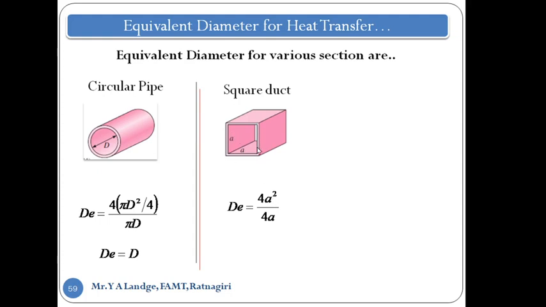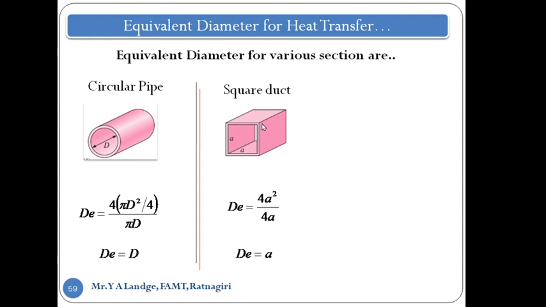What is the wetted perimeter of it? It is the 4 sides of the wall, so 1, 2, 3 and 4. That's why 4 times A. And now the D equivalent is nothing but the side of the duct. It means we will take A as D for the square duct. Okay, so this is for the square.